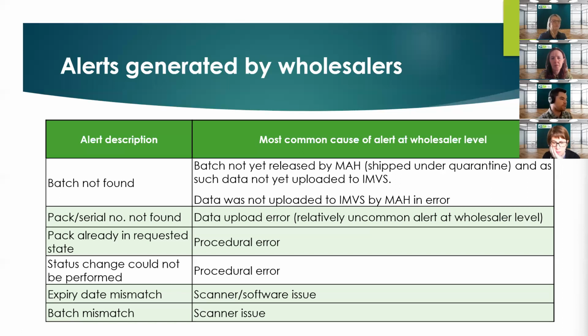And then the last two here are data errors: an expiry date mismatch or a batch mismatch, which are going to be an A52 and an A68 respectively. These pretty much always are going to be scanner and software issues. For instance, with the expiry date mismatch, some of the software will just put it in as zeros or something like that, and it might not fully capture what's there in that data field. And then for the batch mismatch, there are a lot of options for this one to go wrong.